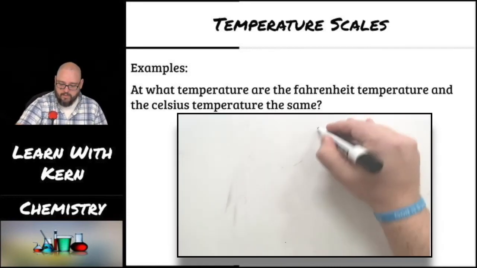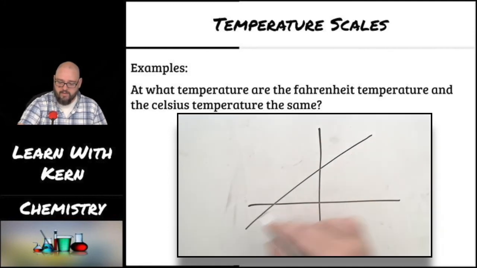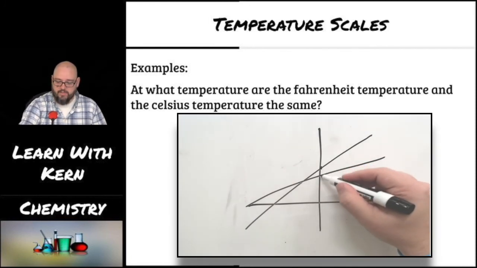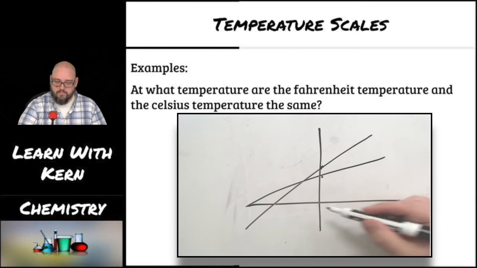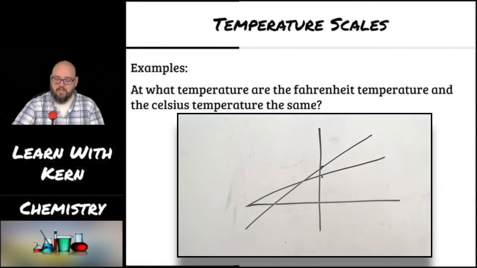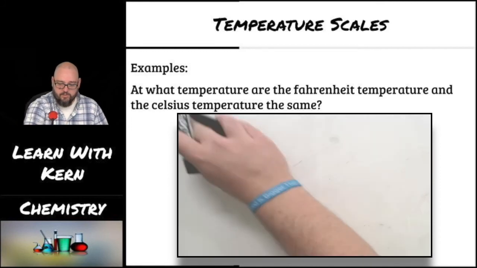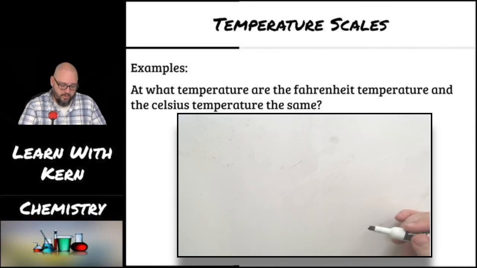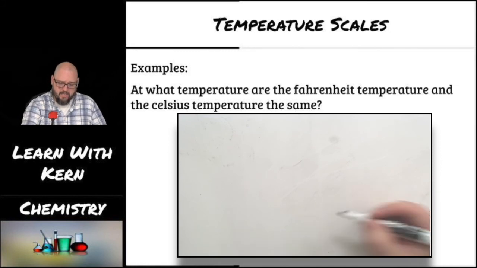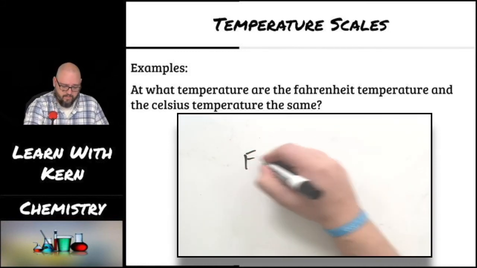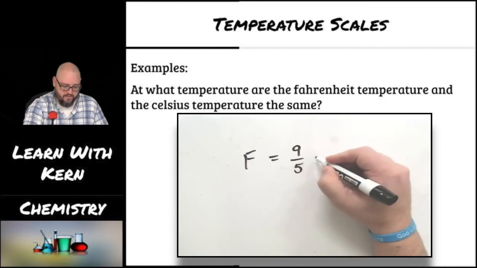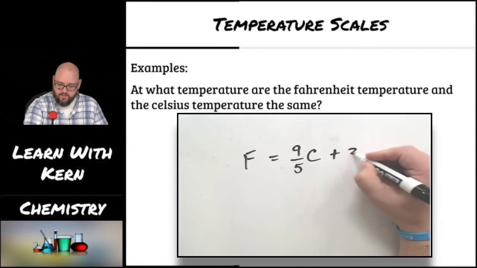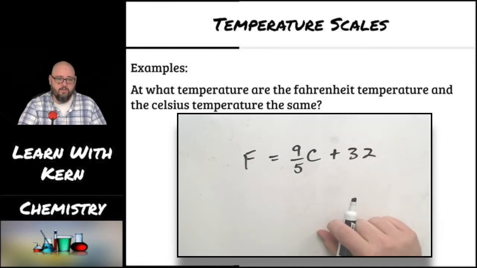So let me do a better one. If you have a Fahrenheit graph and a Celsius graph, they are going to meet at some point. They've got different 0 points. But anyway, I'm not going to get too much into the graph of that, but there is a point where they will cross and you'll get the same answer for both. So to do that, we're going to take one of the two equations, and let's just say we're going to take Fahrenheit equals 9/5 C plus 32. And I'm going to take this equation right here.